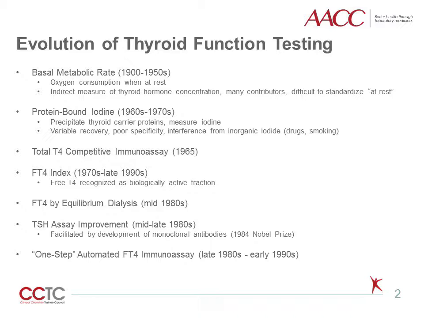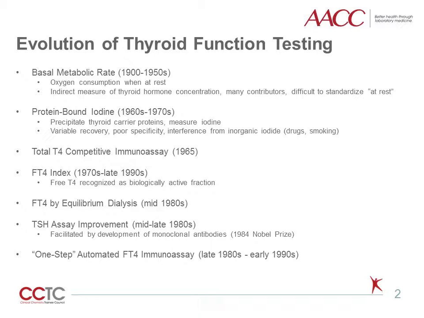In this approach, thyroid-binding proteins were precipitated, and iodine was measured in the precipitated fraction. This technique was hampered by variable recovery and poor specificity caused by the presence of inorganic iodide in the form of iodine-containing drugs and cigarette smoke. The development of the total T4 competitive immunoassay in 1965 allowed the measurement of thyroid hormones for the first time, and the introduction of the free hormone concept led to calculation of the free T4 index as an approximation of free T4 concentration from the 1970s through the late 1990s.